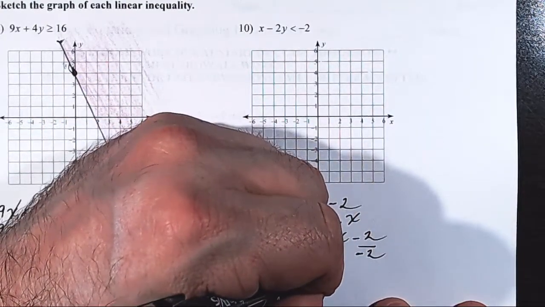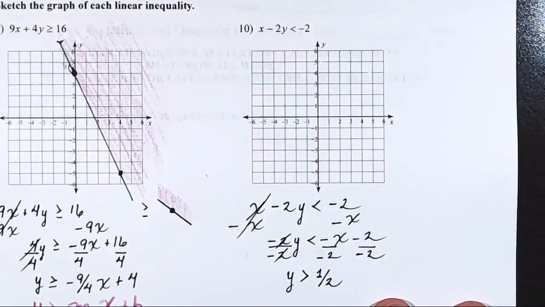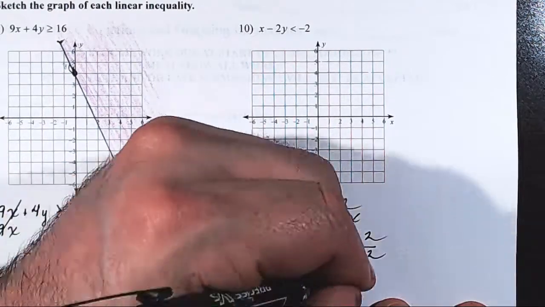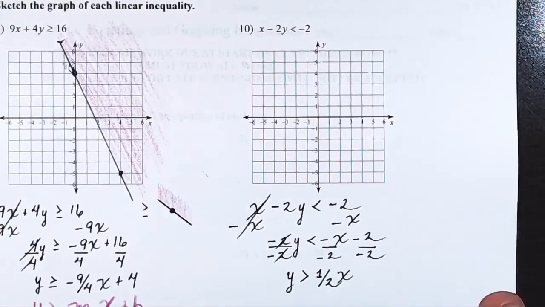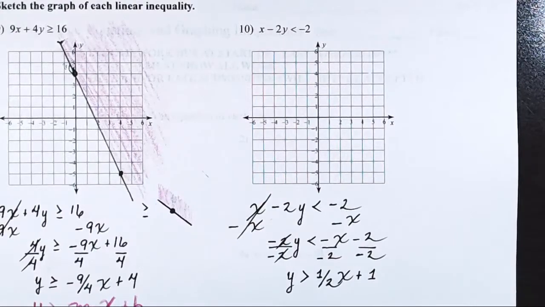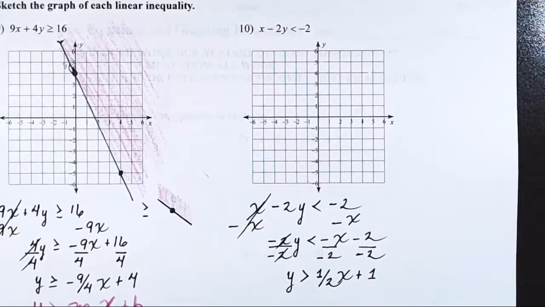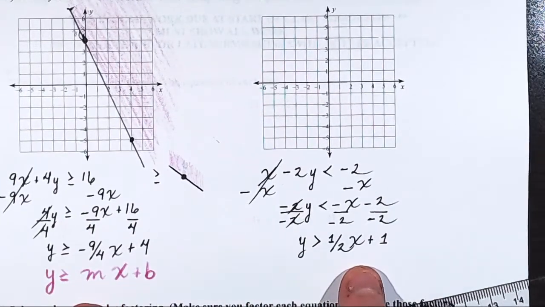That leaves 1/2, 1 over 2, x. If you miss that, pause, go back 10 or 20 seconds and watch that again. And now negative 2 over negative 2 is plus 1. Negative divided by a negative. So now this is again in that slope-intercept inequality form.